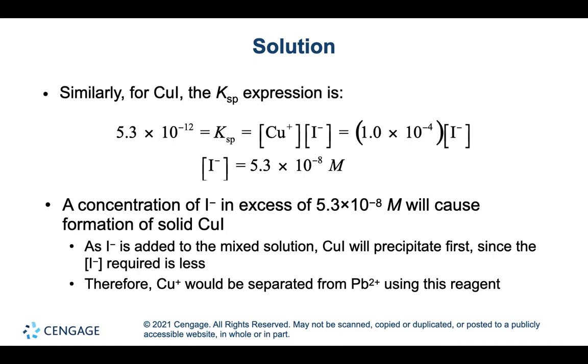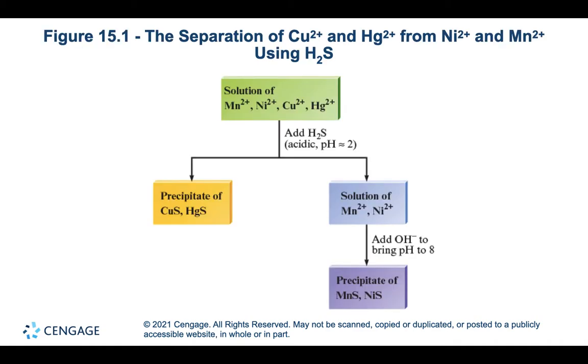So you could carefully add the I minus to the solution, precipitate the copper 1 iodide out, and leave the lead 2+ in the mixture. And once you form the precipitate, you could then pour off the solution and you'd have your lead 2+ separated from your copper. So that's an example of a small scheme of separating ions out, taking advantage of different values of Ksp.